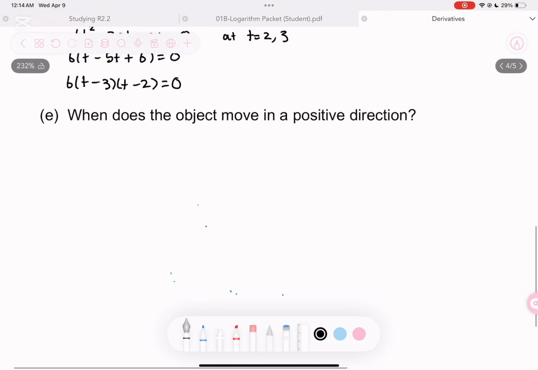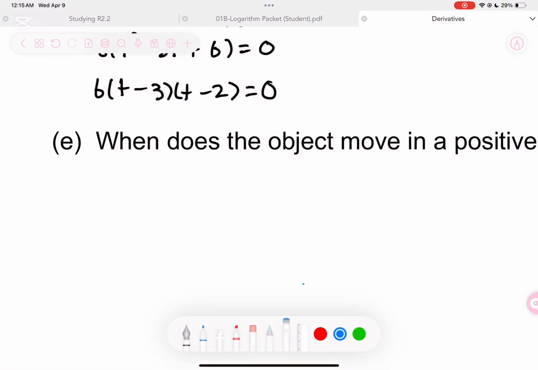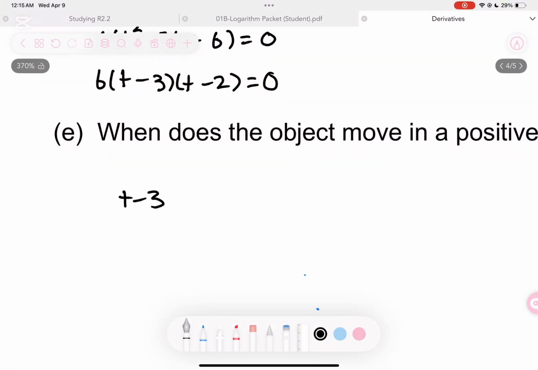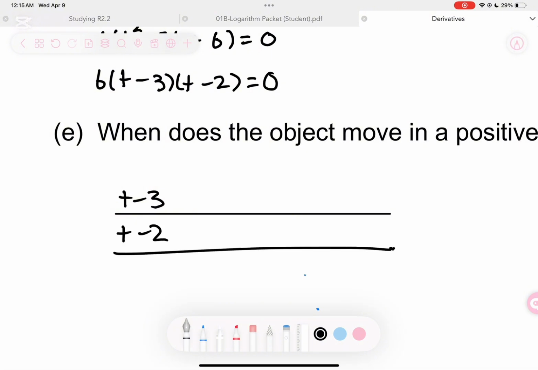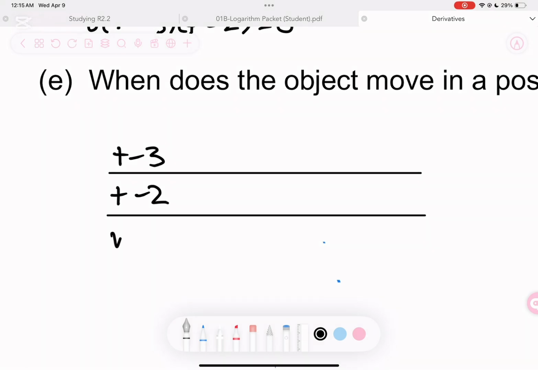And so when does the object move in a positive direction? This is where you want to pull out your interval tables. So you can take this and put it into an interval table. So t minus 3 is one row, t minus 2 is another. Please, straight line. Okay. And at the bottom, it's just v of t.